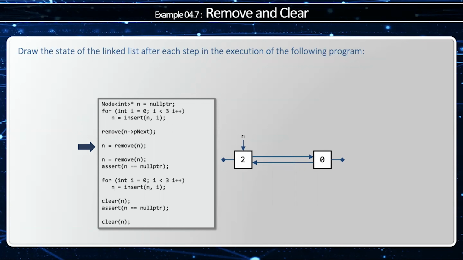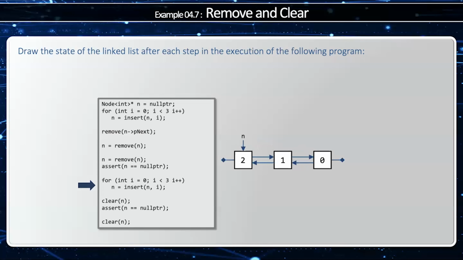Now n equals remove n. Now since n is pointing to node 2, I'll remove it. And when I finish, I'll point to the node after, and that'll be the new value for n. And when I say n equals remove n, I'm going to remove it. And now n is going to return the null pointer.